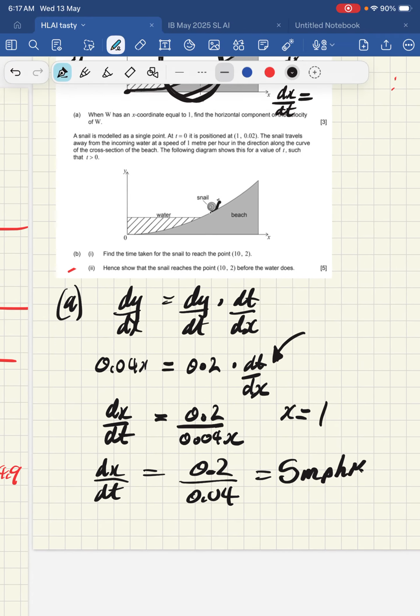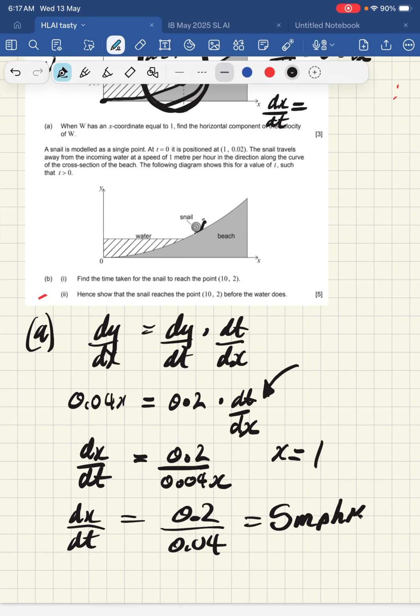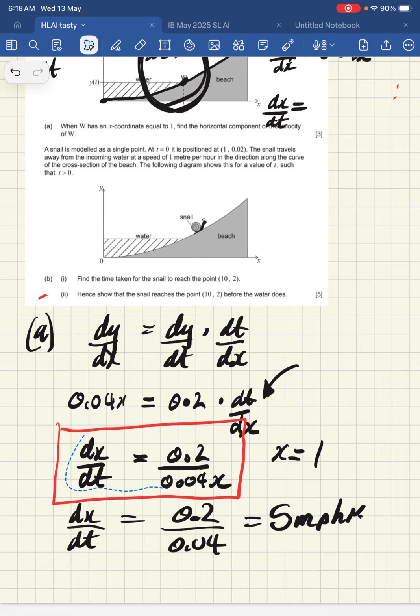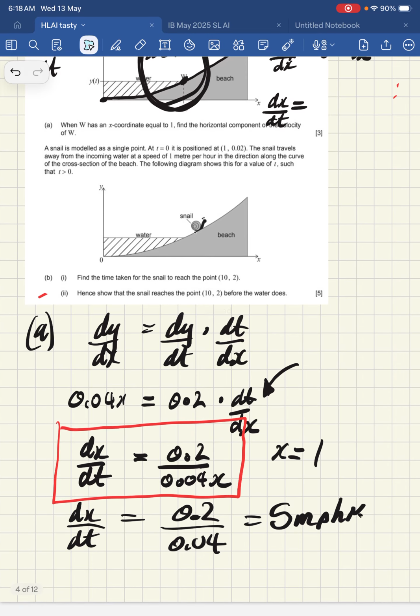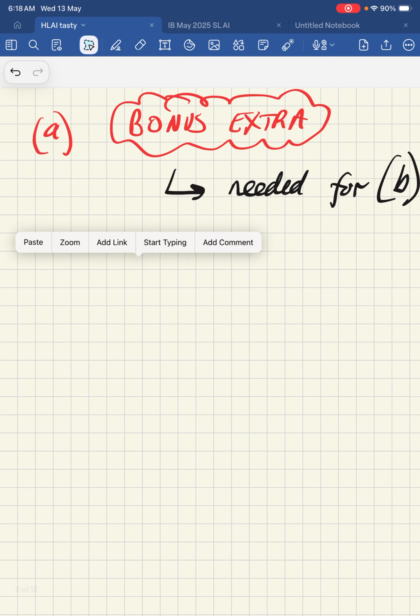Now, we're not going to finish there because there's actually an extra little something we need for part B2. Can you see here? This is a differential equation, right? Connecting x with t. So if we integrate that, we will get an equation connecting the time that the water's rising with the horizontal distance that the tide reaches. So let's do a little bit of work on this. I'm going to copy this and paste it onto the next page, and we're just going to work on this.